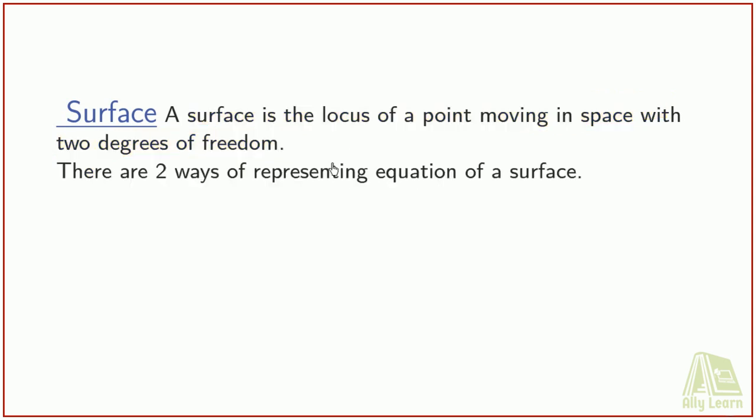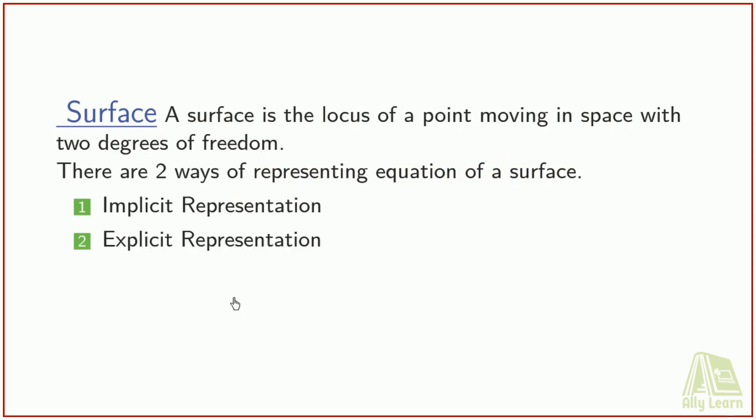So firstly, there are two ways of representing the equation of a surface: implicit representation and explicit representation. Again I repeat, a surface is the locus of a point moving in space in which two variables are free to take any values. First is implicit representation and second is explicit representation.